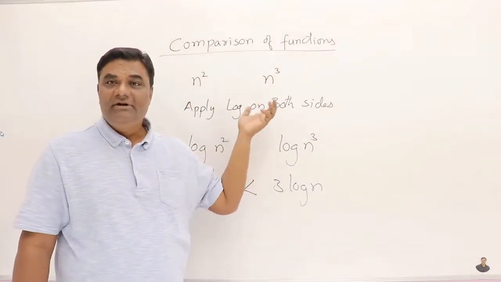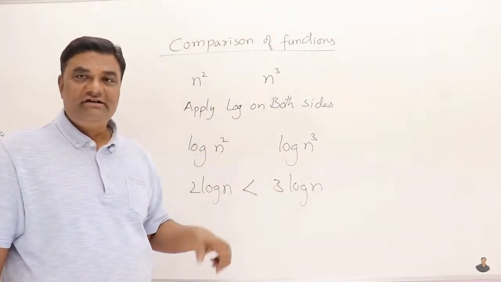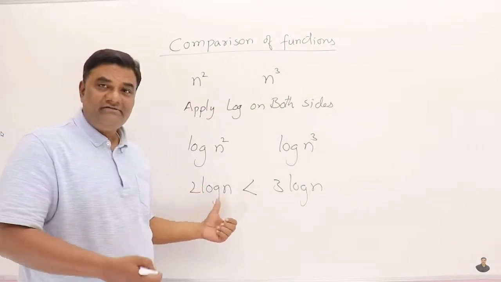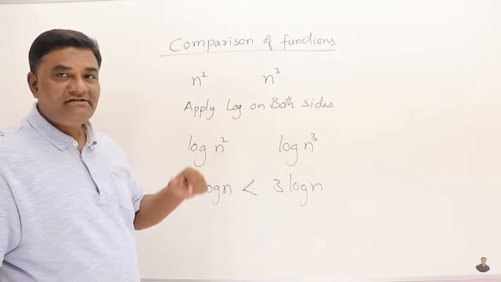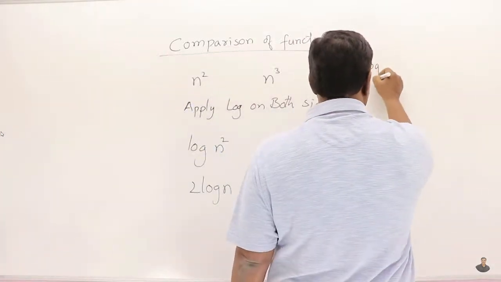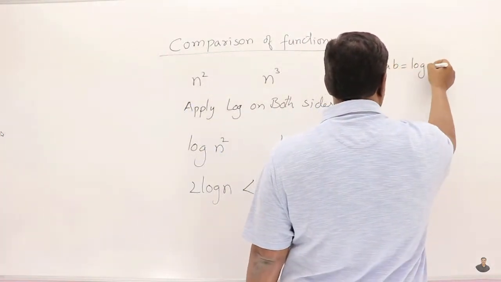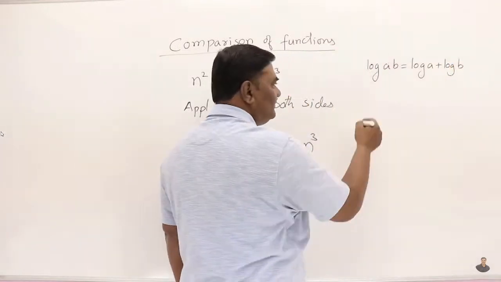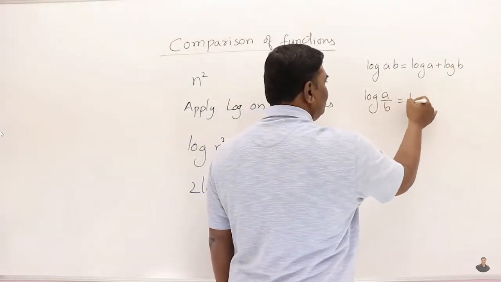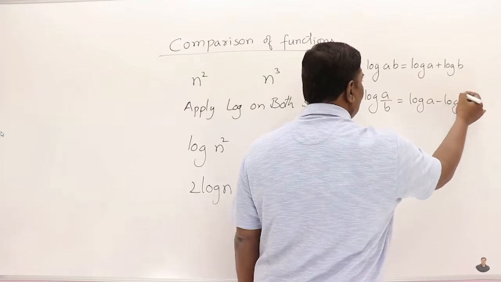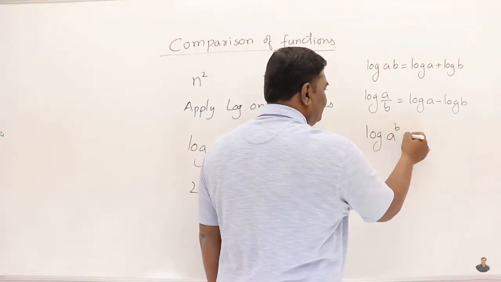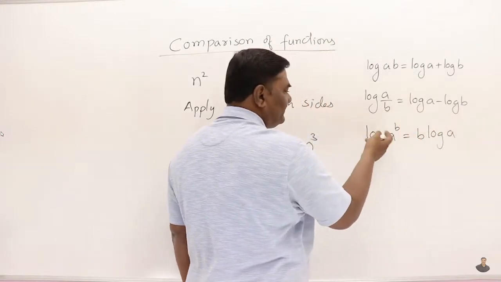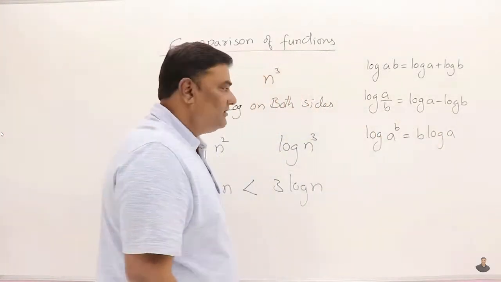This is a known function, so I am taking a known thing to make you understand the method of checking them. So 2 log n is less than 3 log n. For applying logs, you should know some formulas for log. So let me write some formulas here. Log a into b is log a plus log b. Log a divided by b is log a minus log b. Log a to the power of b is b log a. If you have any power here, it will come to this side and become a coefficient.